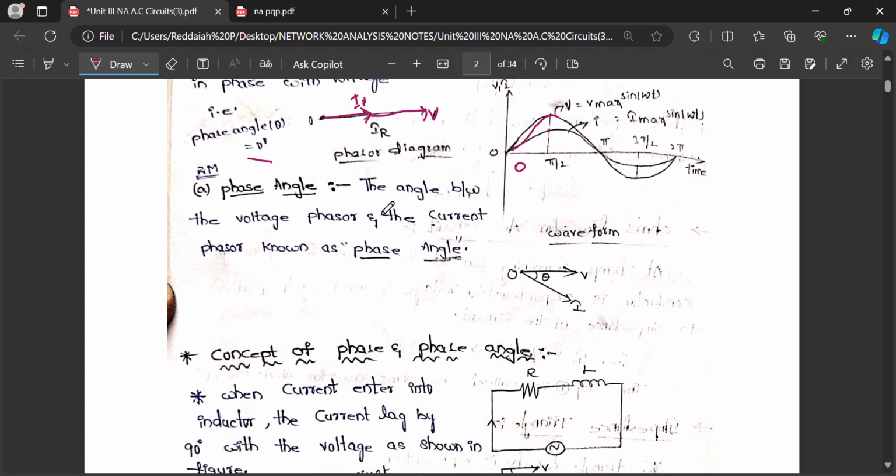The angle between voltage and current is known as phase angle. Define phase angle, a 2 marks question will come. The angle between voltage and current is called the phase angle. Voltage and current angle is theta.